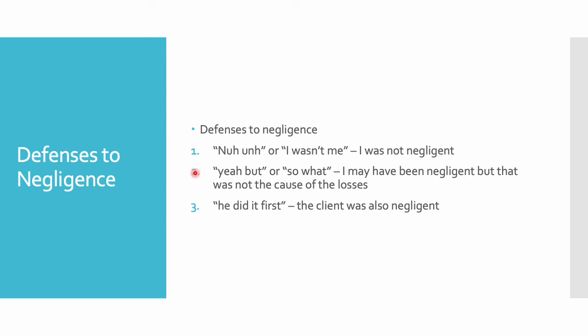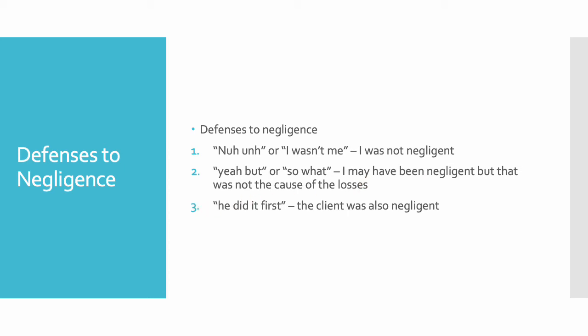Second defense, yeah, but, or so what? All right, which is, I may have been negligent, but that was not the cause of the loss. All right, so this focuses on that causation element. As you may recall from 2080, if there is no causation, or if the negligent act didn't cause the damages, there's no liability. You don't have a solid negligence case, and that's the argument here. Yeah, this may have been negligent, but that's not what caused the financial loss or the fiscal injury that the client is seeking redress for, or seeking recourse for.